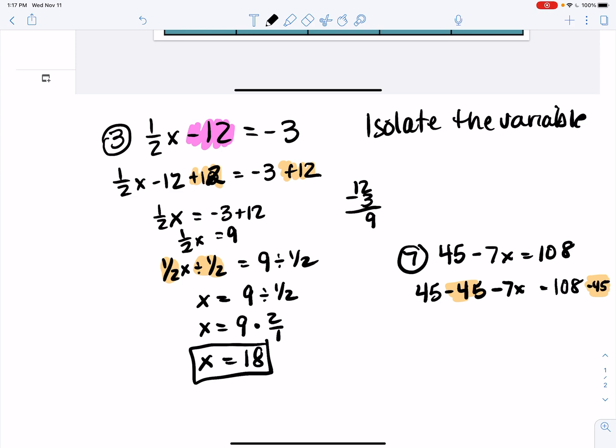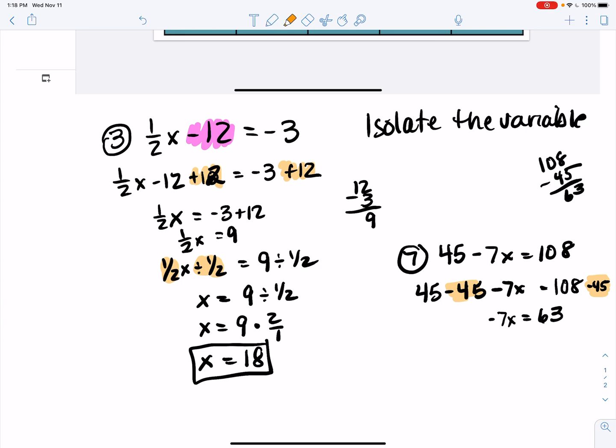So 45 minus 45 is 0. I'm left with -7x over here. And I have to do 108 minus 45. So 63. Now what this really says is -7 times x equals 63.